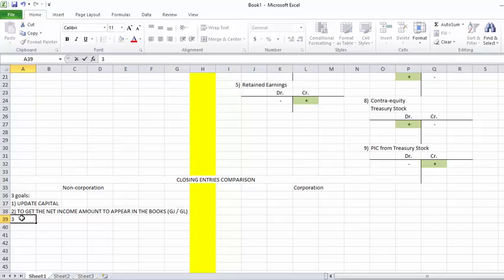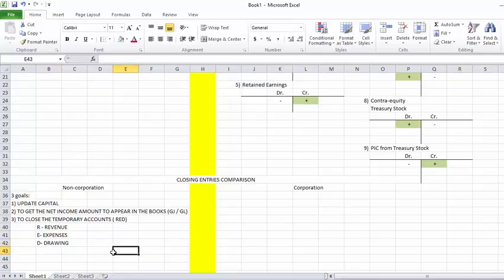And goal number 3 was to close the temporary accounts, which I affectionately referred to as the red accounts. If you remember, the R was for revenue, the E is for expenses, and the D was for drawing. So I referred to the temporary accounts as the red accounts.